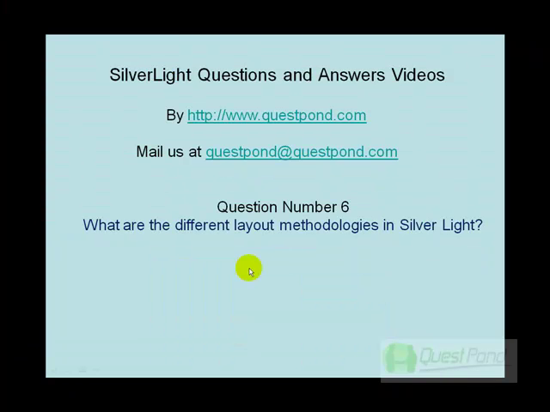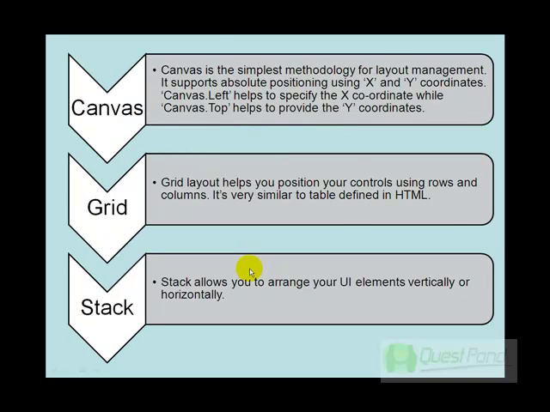So let's start with question number 6. What are the different layout methodologies in SilverLight? Now definitely as a developer, you would like to position your SilverLight objects on a particular XY coordinate of the screen. Probably you would like to position objects at the left bottom or at the top bottom, etc. So SilverLight gives you three ways by which you can do the layout and positioning.